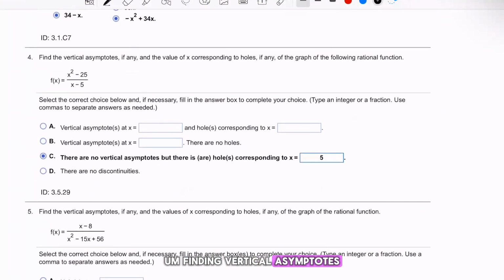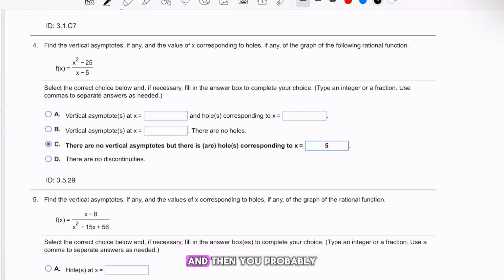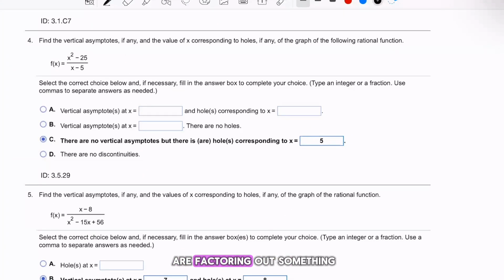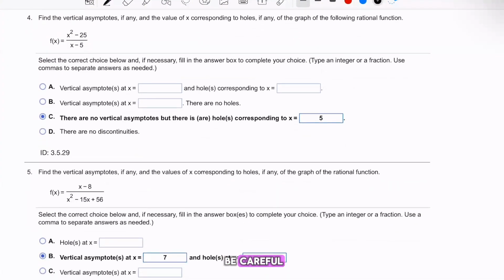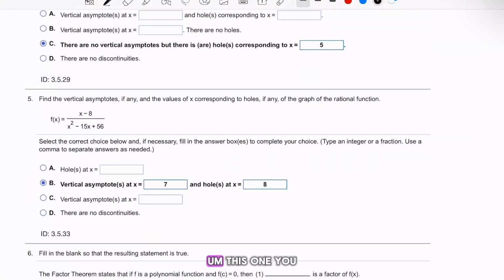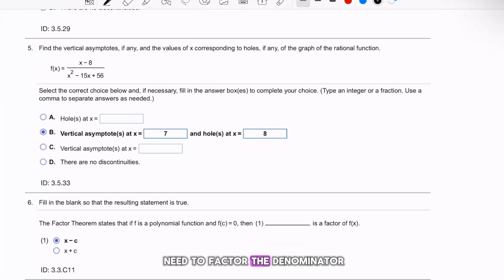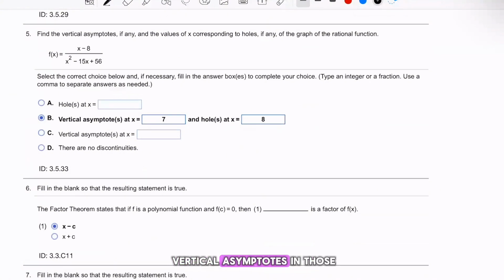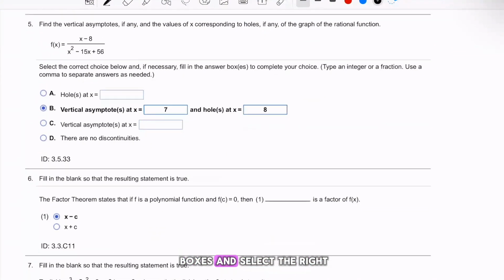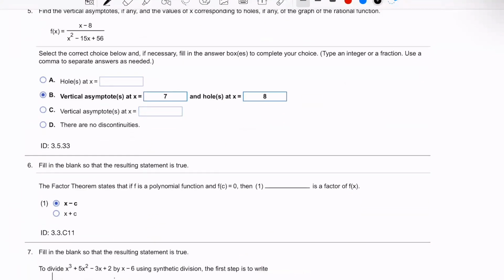Finding vertical asymptotes, you need to factor the numerator. And then you probably are factoring out something. So there are no vertical asymptotes here, so be careful. This one, you need to factor the denominator. So you put the vertical asymptotes in those boxes and select the right one.